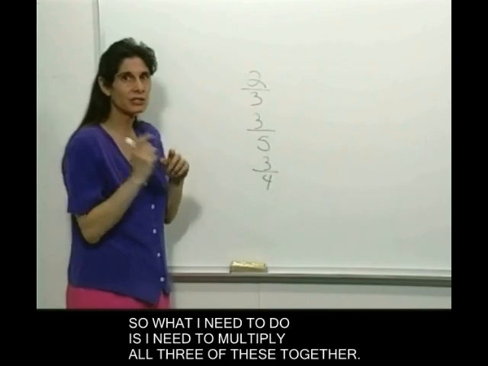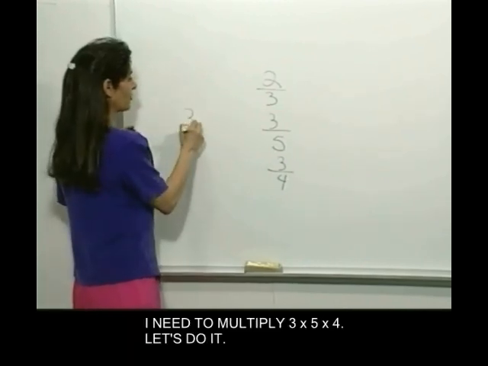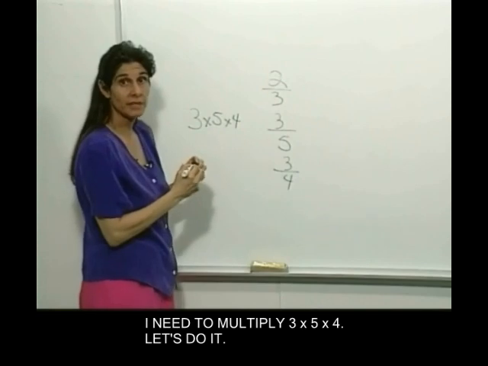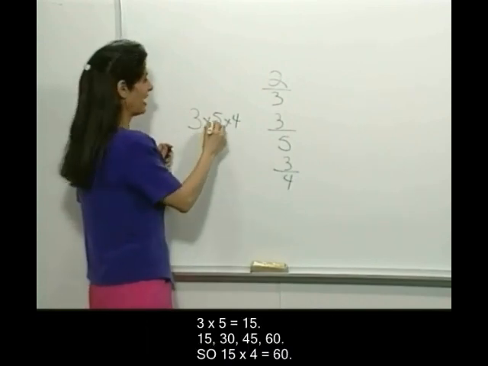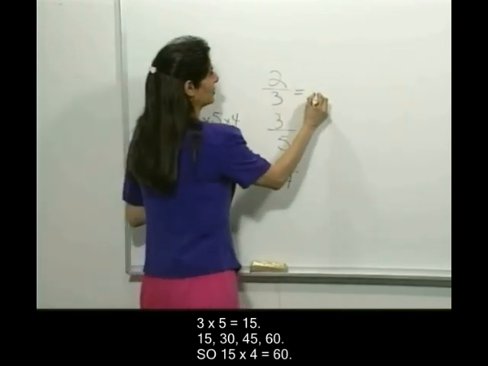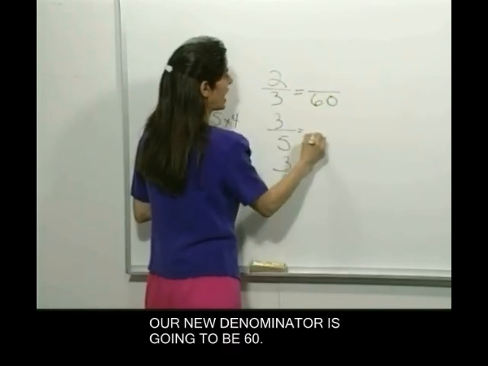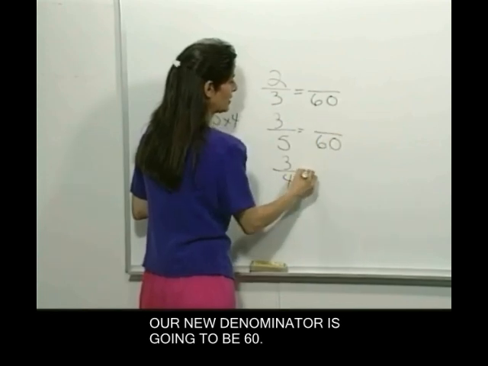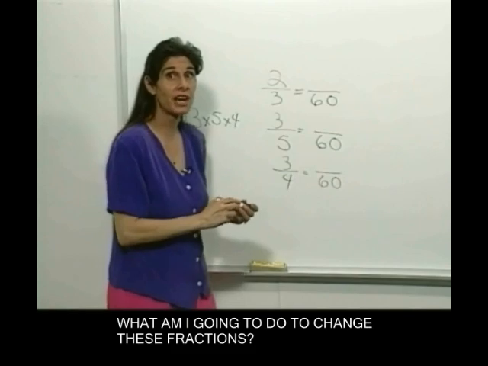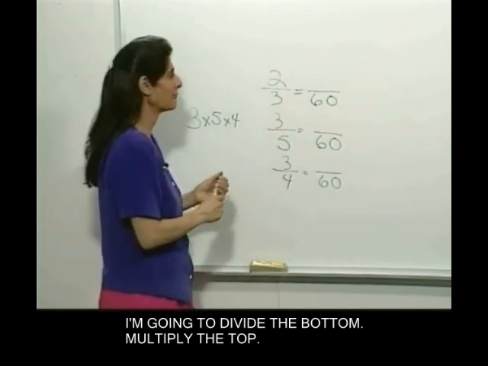So what I need to do is multiply all 3 of these together. I need to multiply 3 times 5 times 4. Let's do it. 3 times 5 is 15. 15, 30, 45, 60. So 15 times 4 is 60. Our new denominator is going to be 60. And what am I going to do to change these fractions? I'm going to divide the bottom, multiply the top.